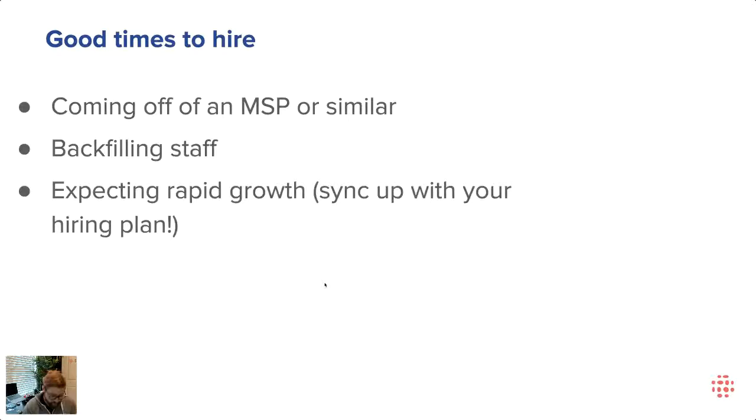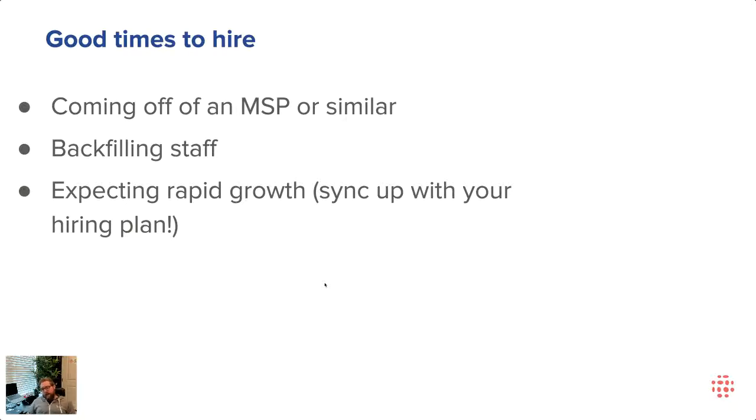Great time to hire. Now, of course, an obvious time to hire would be backfilling your staff. If you had someone leave who was a single point of failure, was the only person that knew about that specific part of the tech stack, someone that was just indispensable, obviously you're going to want to hire to backfill that person that left.